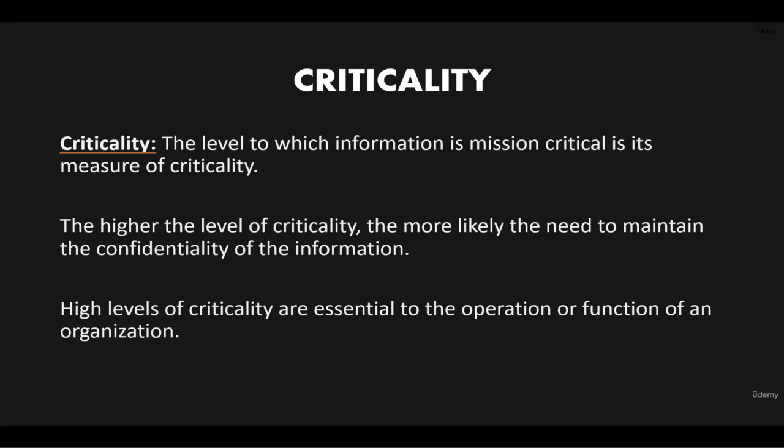And finally, our last concept, criticality. It's best described as a level to which information is mission critical, meaning how important it is to an organization. Usually, the more important it is, the more need there is to keep it confidential.